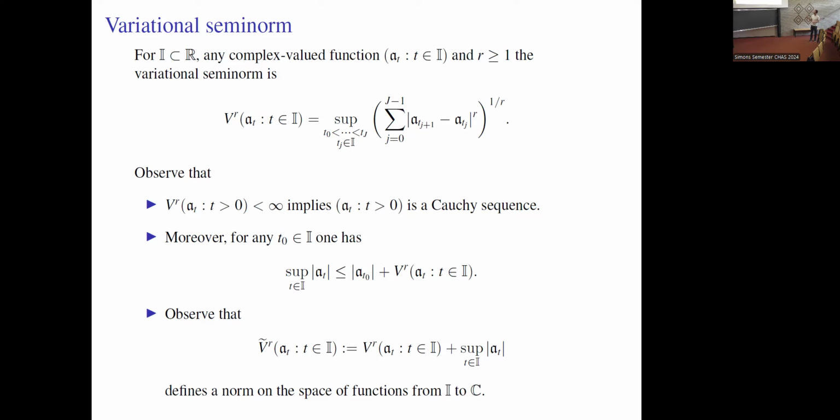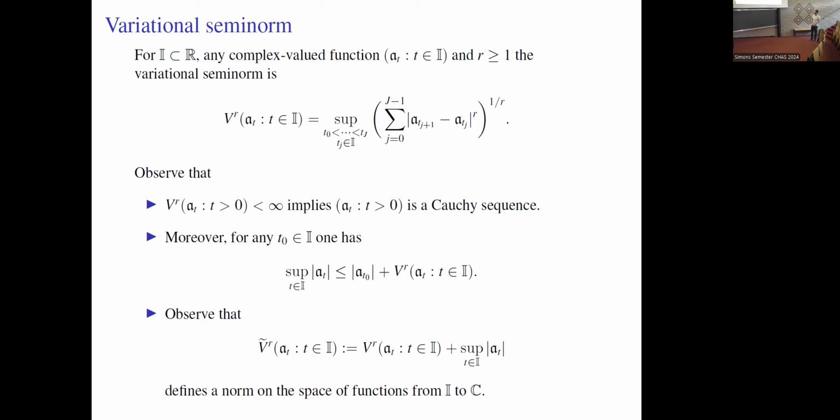Moreover, we may think that the variational seminorm dominates the maximal operator. Because if we put a_{t_0} on the left-hand side, then it is sufficient to observe that the difference between two points is dominated by the variational seminorm. This is clear from the definition, because we have such differences, right? So it's just one difference.